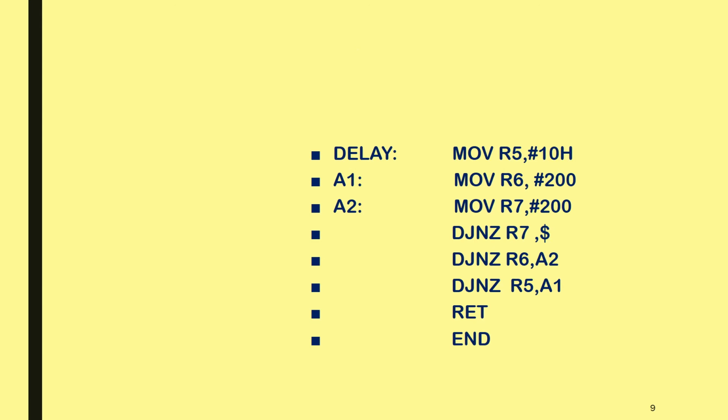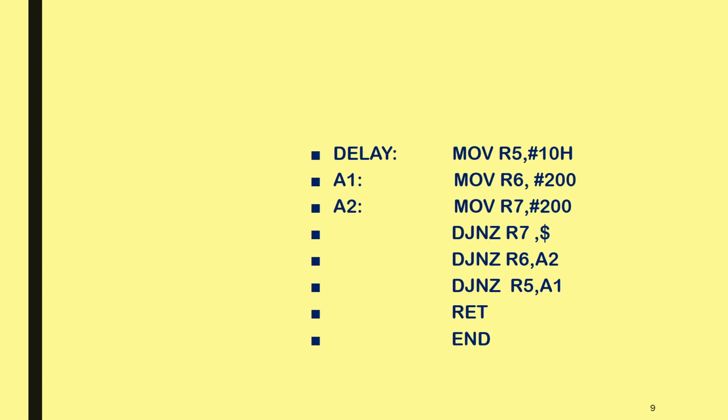So a general delay routine I have just written here, not a very specific one about how long and how much. Not a very specific calculation has been done, in general, so as to realize some effect: it remains on for some time and remains off, getting switched off after some time. To understand this, I have maintained 3 counters. One is in R5, 10H, that is 16, then R6 200 and R7 again 200, and remain in the loop.